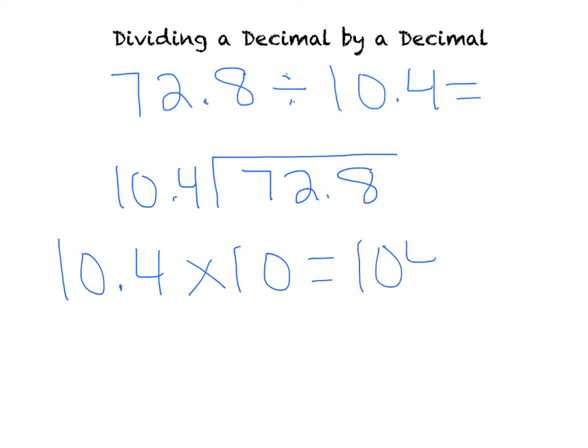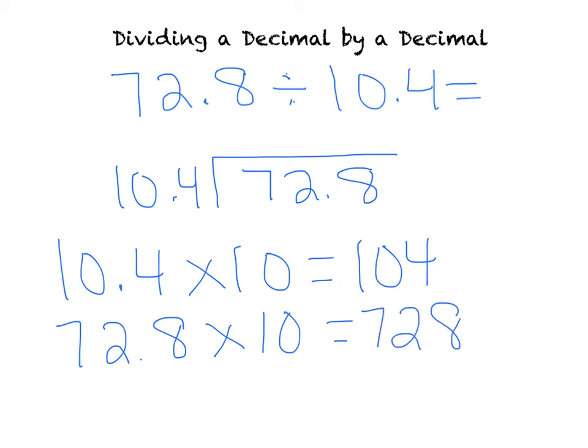104. And then remember, I do the same thing with my 72 and 8 tenths. So 72 and 8 tenths times 10 equals 728. Now remember, we also have to bring the decimal point up. So I was going back to my divisor. Remember, I moved it one spot. So I come here, I move it one spot, and I bring it straight up. Okay?